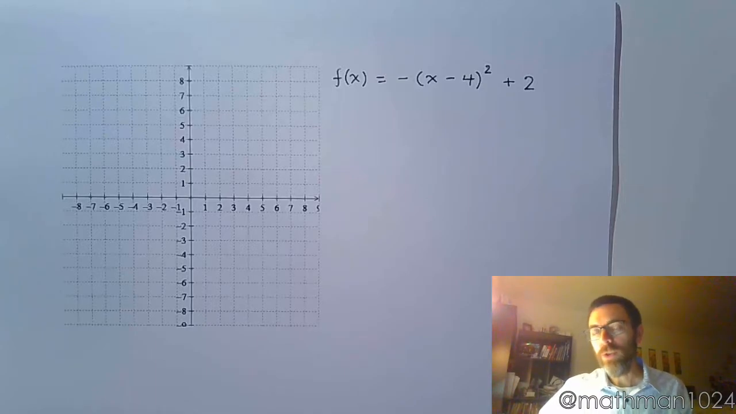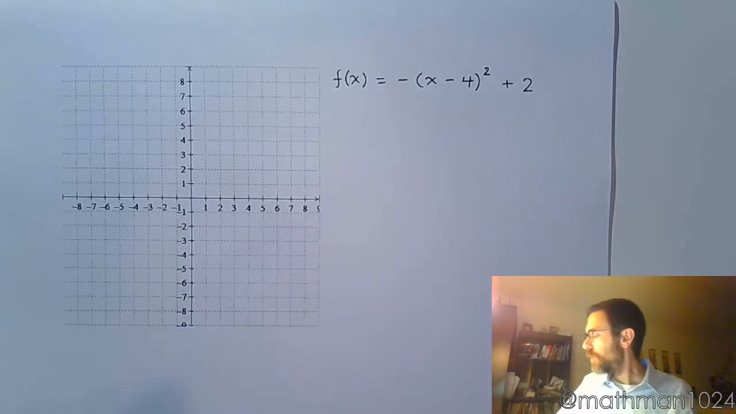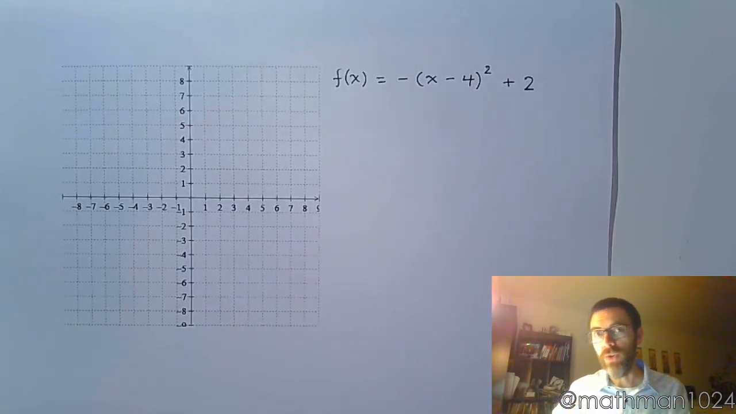In this video, we're going to be talking about graphing nonlinear functions. And we're going to start off with this guy. f of x equals negative (x minus 4) quantity squared plus 2. So one of the first things that you need to do anytime you need to graph a nonlinear function is identify what kind of shape you're going to be working with.